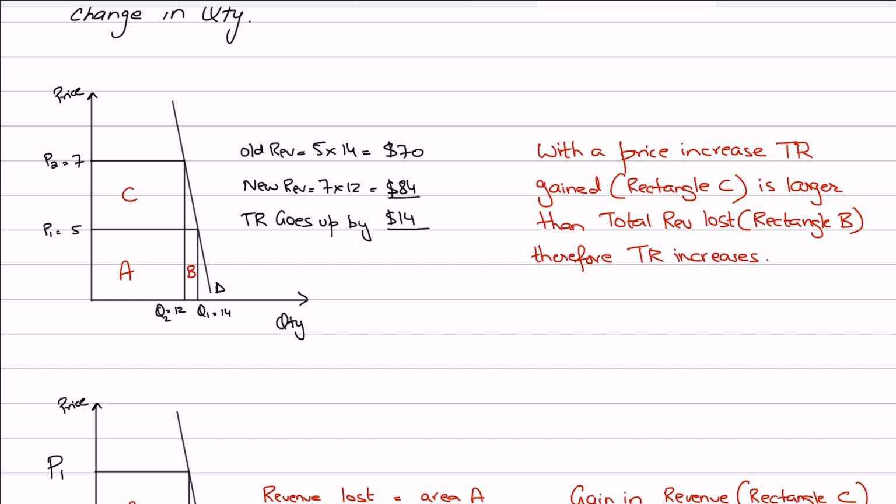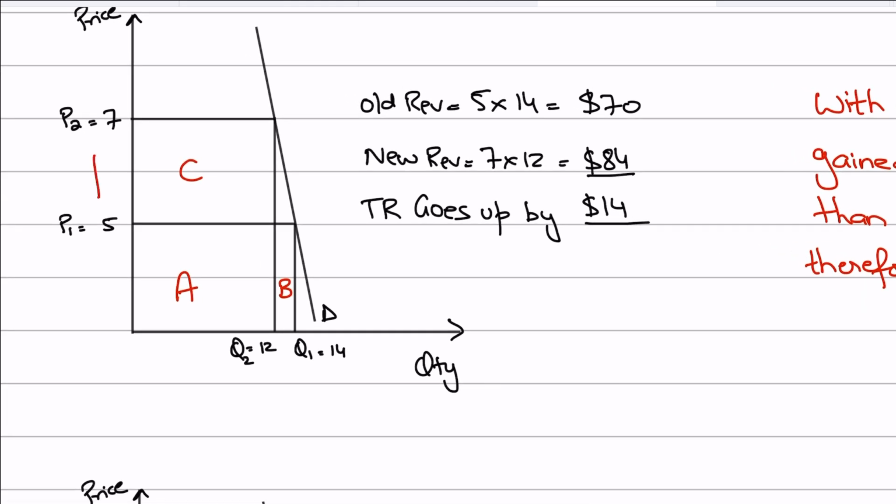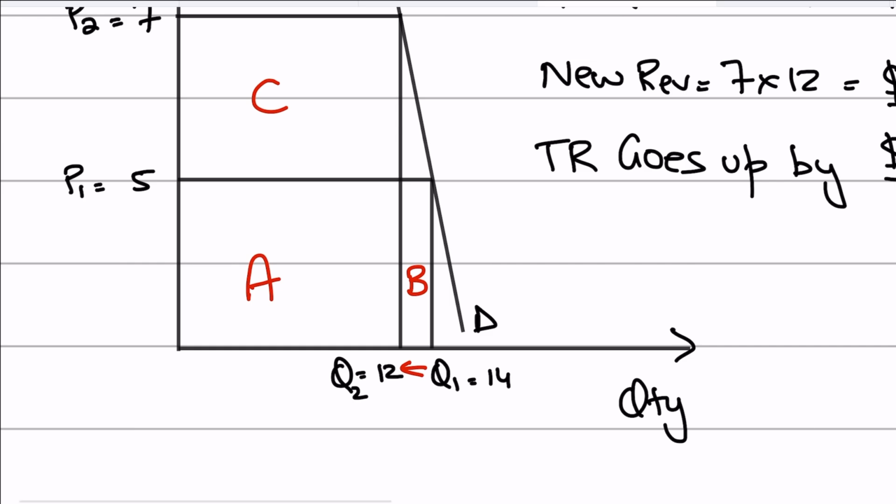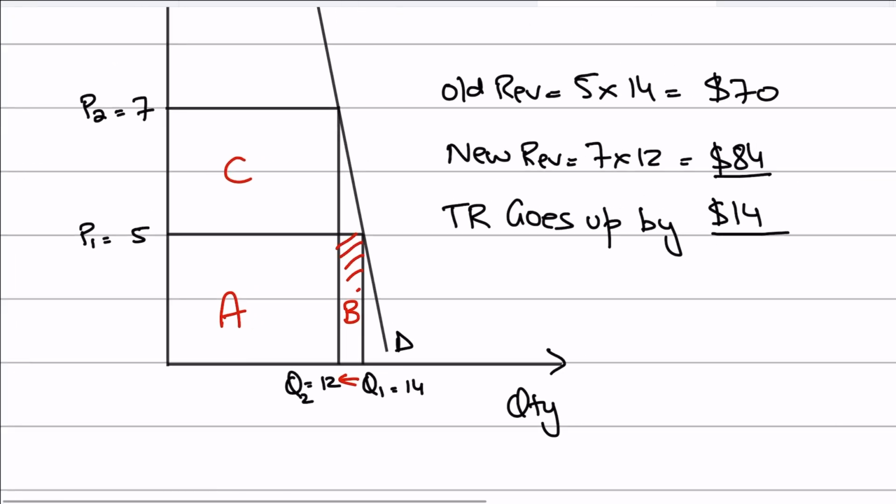And we can see from this diagram that if the producer increases prices from $5 to $7, the quantity demanded goes down from 14 to 12, but that's okay. We can still see numerically as well that the old revenue is $70 and the new revenue is going up by $14. Although quantity demanded is going down, and it did contribute to a decline in revenue, we can see that revenues are going down by area B.